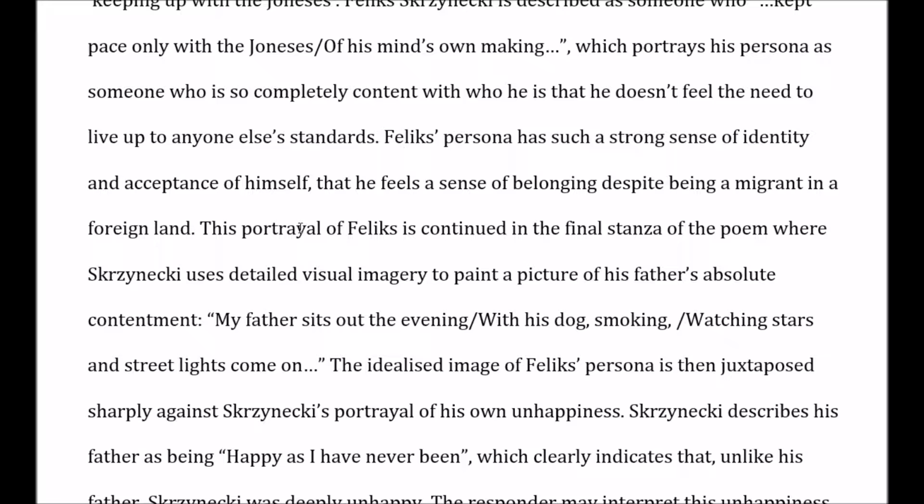This portrayal of Felix is continued in the final stanza of the poem. So you can see here that I've moved on to a completely different part of the poem. And I know that a lot of people were feeling a bit confused about how they could talk about two different pieces of evidence in the one paragraph.